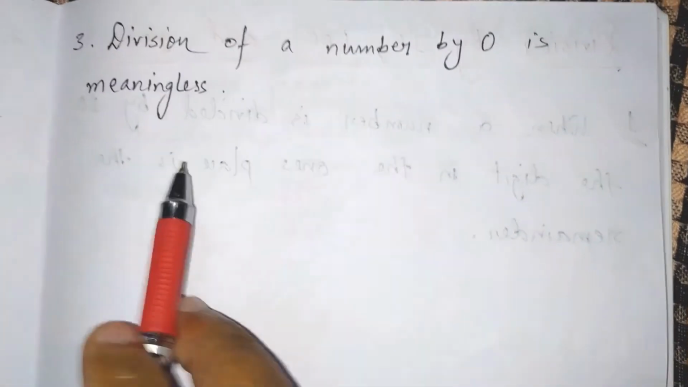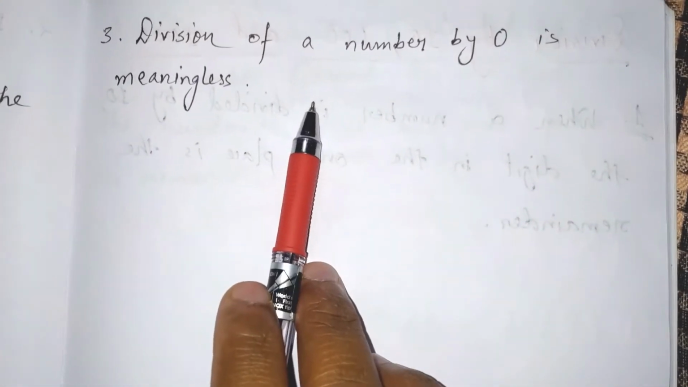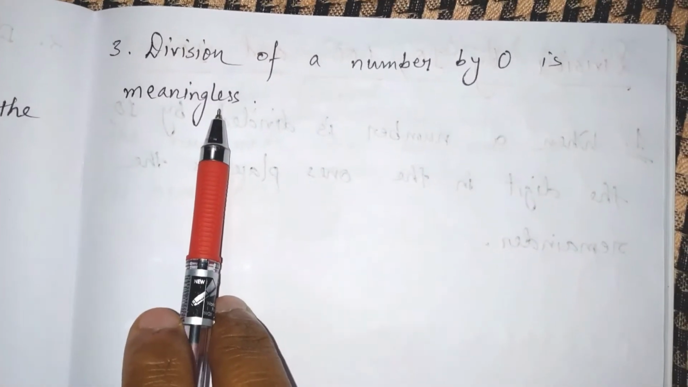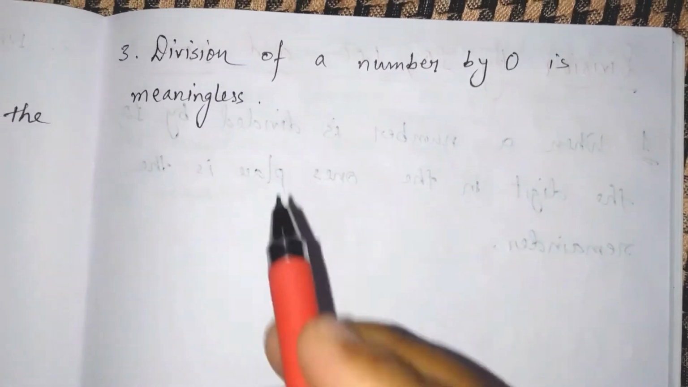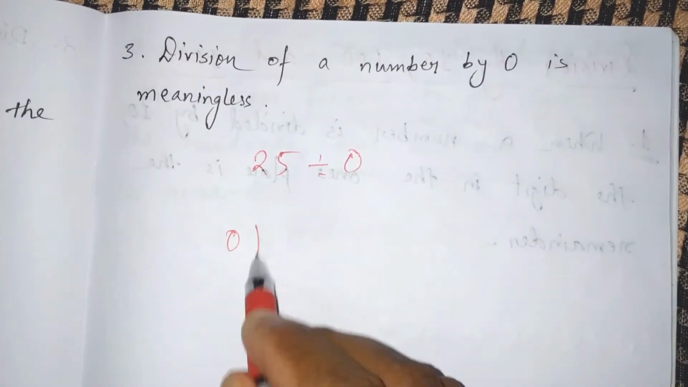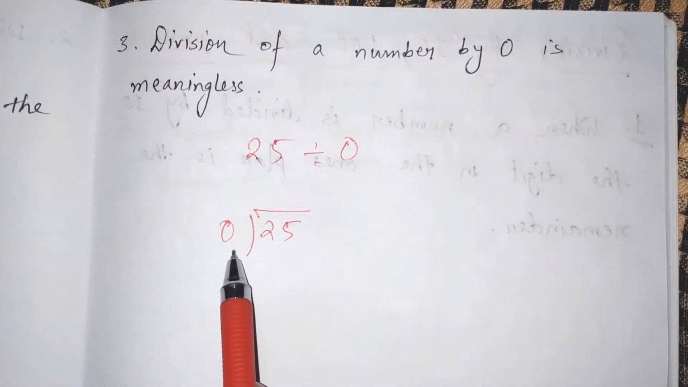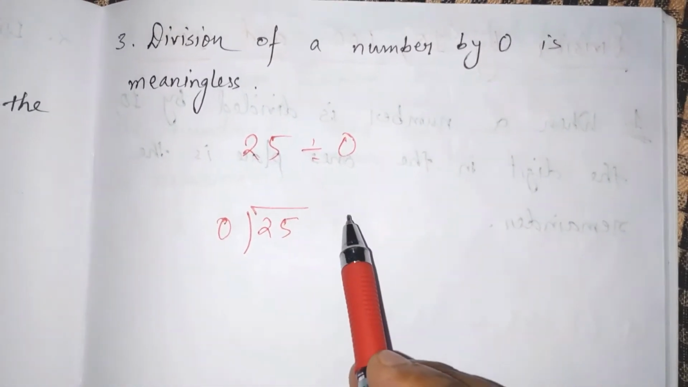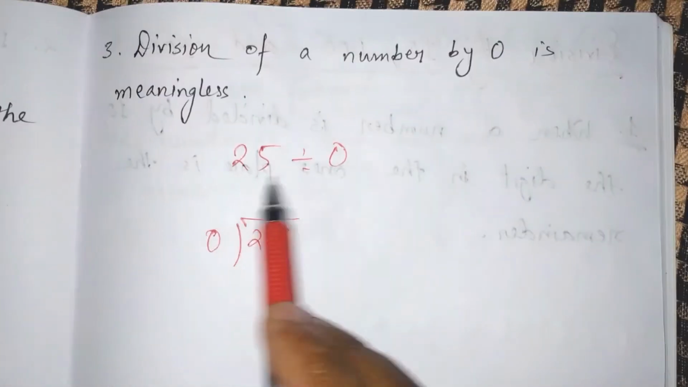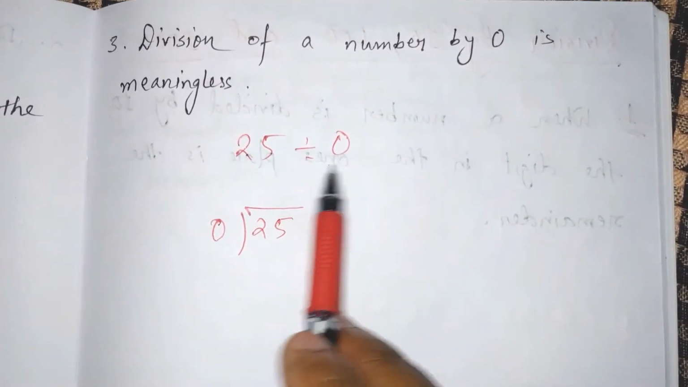Students, the third one is pretty interesting. Division of a number by 0 is meaningless. That means if you divide any number by 0, this is meaningless because you cannot divide any number by 0. If I say 25 and divide it by 0, have you studied any table of 0? I don't think so, because I have not studied one till now. So there is no meaning in doing such a division. You will never get such a division in your whole life, because this is meaningless.